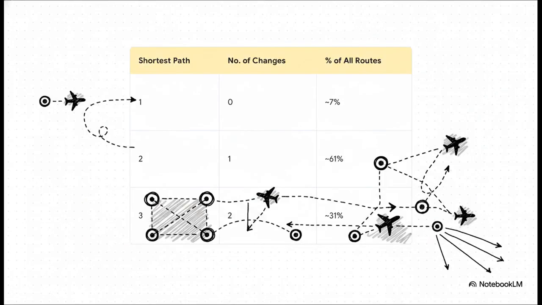And this slide is where those abstract numbers get real. This is what it means for you as a traveler. Check this out. Only about 7% of all possible journeys are direct flights. But just add one stopover, and suddenly you can reach another 61% of all possible destinations. Add a second stop, and you've got almost all of them. All in all, about 99% of every possible trip can be done with 2 changes or less.